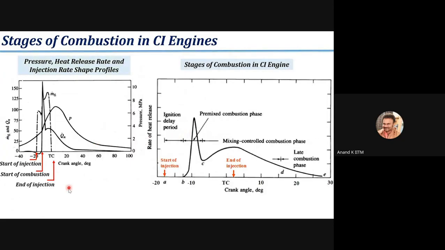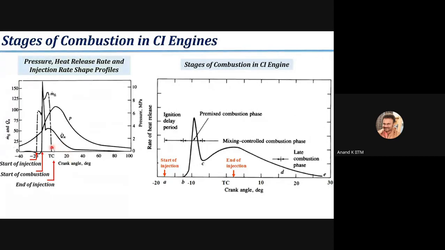So this is a typical pressure profile of a CI engine, and this is a typical heat release profile. You also have something called an injection rate shape profile, which shows how the injected fuel mass varies with time in terms of crank angle. On the X-axis you have crank angle. TC is top dead center. Compression TDC is a reference point. The angle before compression TDC is marked with a negative sign, and the angle after compression TDC is marked with a positive sign. This is the standard nomenclature for indicating crank angle.